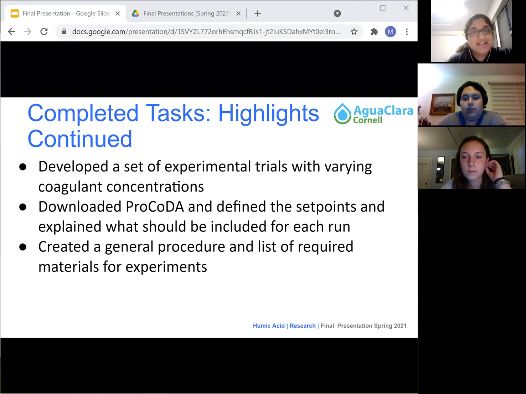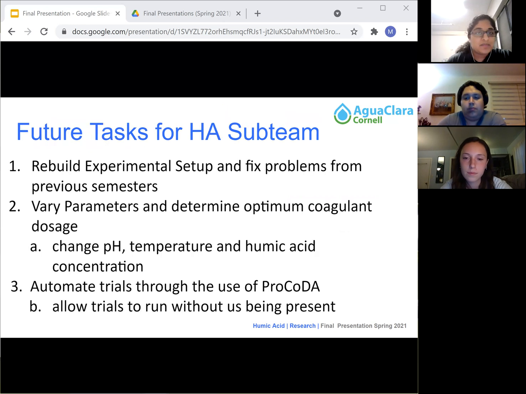Through Kaylee's download of Procoda, we were able to view the method file and explain each set point and ensure that all the data matches were there. Finally, we created a brief general procedure and a list of materials that future humic acid subteam members could use later for future experiments.